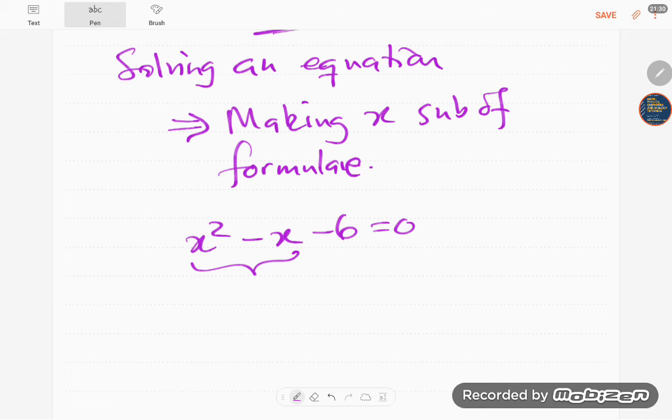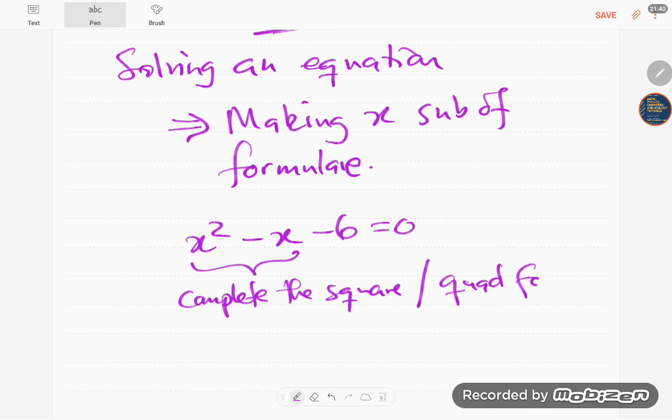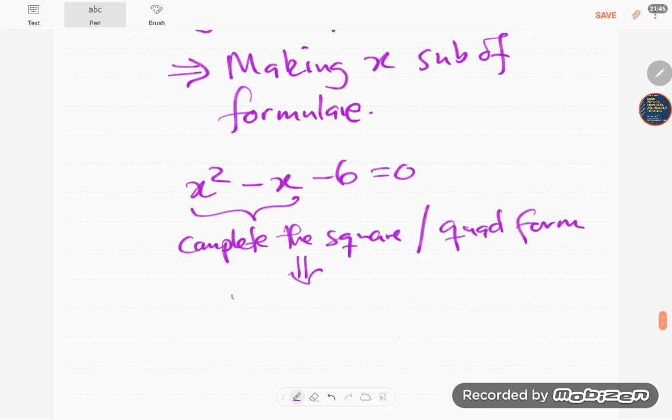That's why the only way you can solve this is to either complete the square or use the quadratic formula, in other words. Now, the main idea behind completing the square is to enable you to isolate your x, and then you can be able to make that x the subject of the formula. That's the reason behind the completing the square method.